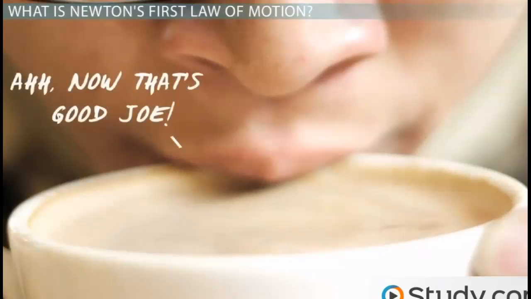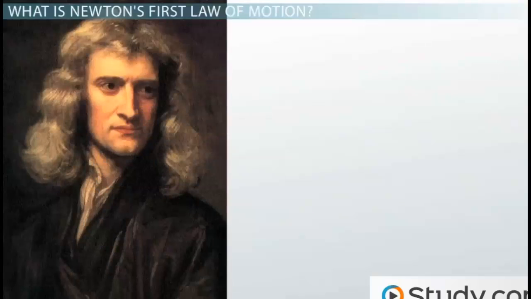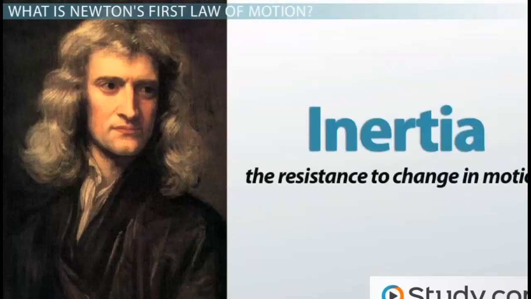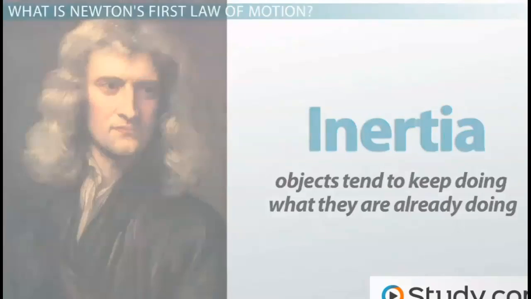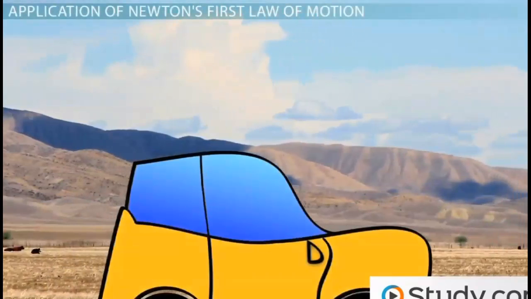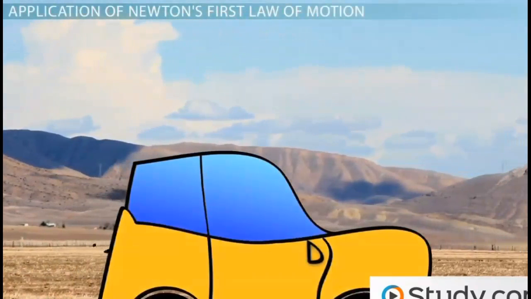Now that's good Joe. Newton's first law of motion is also referred to as the law of inertia. Inertia is simply the resistance to change in motion. In short, objects tend to keep doing what they are already doing. There are plenty of applications to Newton's first law of motion.